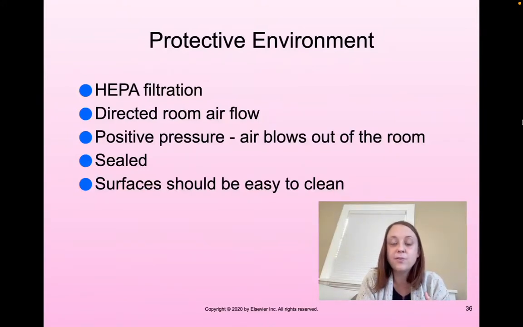This is to help prevent any outside infectious diseases coming into the room on the air. These rooms will be sealed as much as possible, and the surfaces should be easy to clean. No carpet in the rooms, nothing like that. And no living plants or flowers, nothing that can proliferate fungi and spread infection that way to the patient.